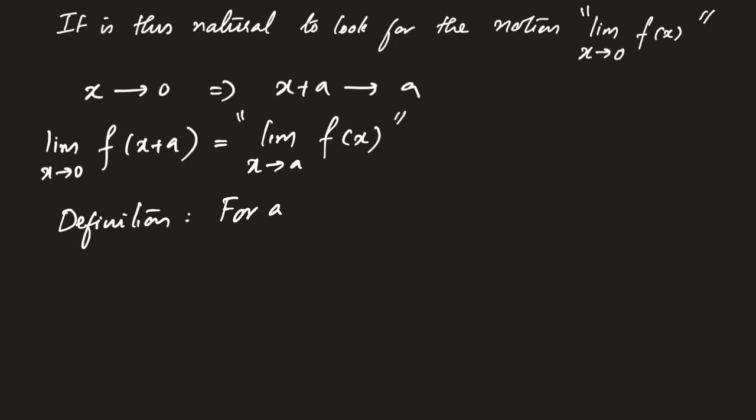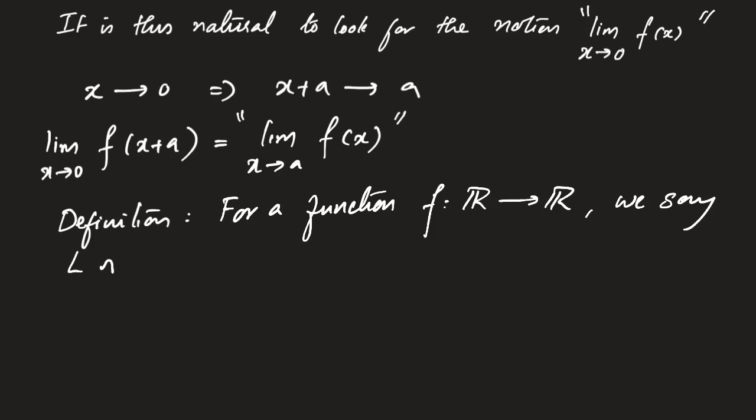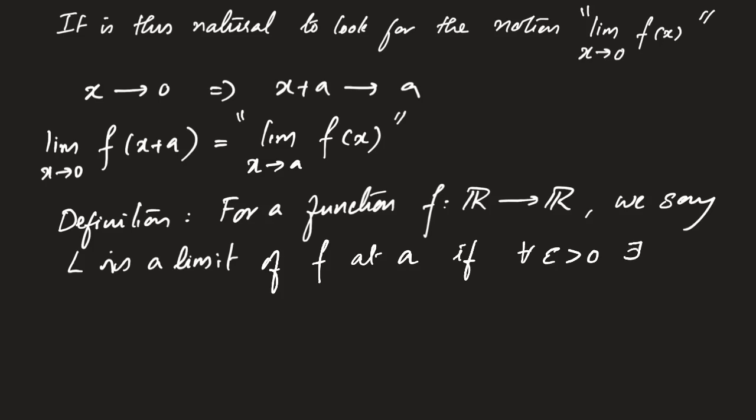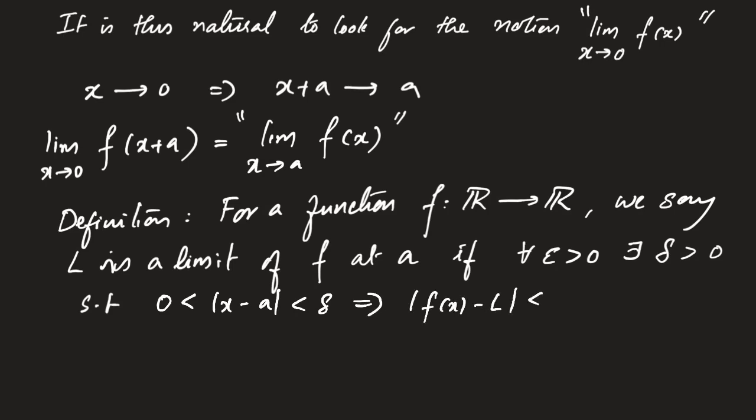For a function f from R to R, we say L is a limit of f at a if for every epsilon greater than 0 there exists a delta greater than 0 such that 0 less than mod of x minus a less than delta implies that mod of f of x minus L is less than epsilon.